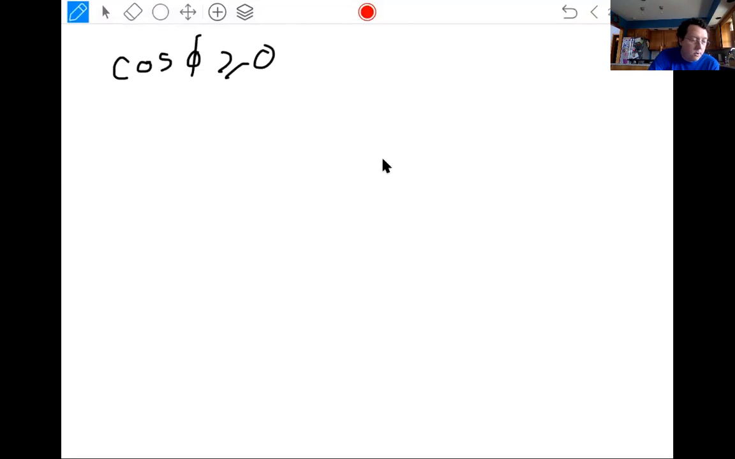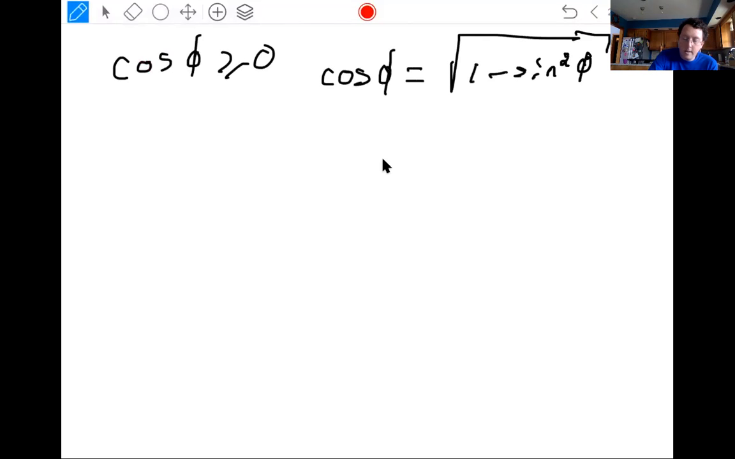Then I can actually rewrite it. I can use the Pythagorean theorem to give me a different expression. So I can say that cosine of phi actually equals the square root of 1 minus sine squared of phi. And that's okay as long as cosine of phi is positive. If it was negative, I'd have to choose the other root. I'm just using the Pythagorean theorem. 1 equals sine squared plus cosine squared.